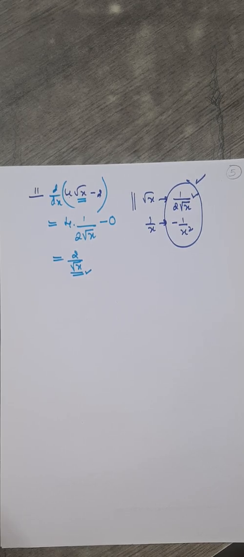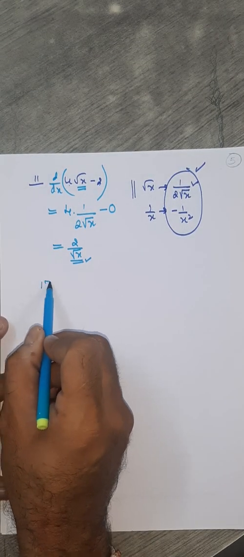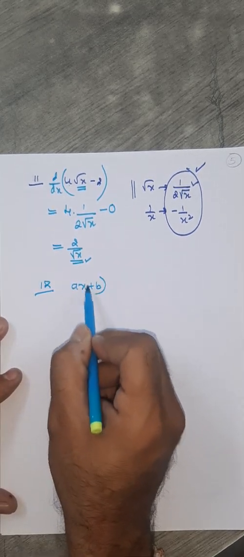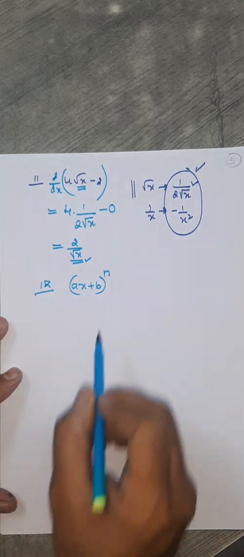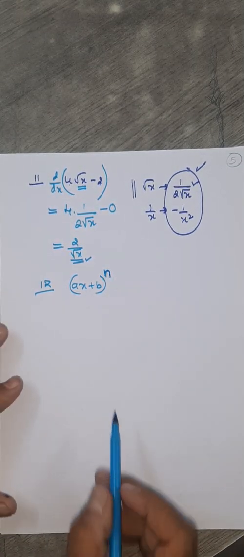Then next, that is 12th question. Oh yes. So this is (ax + b) whole raised to n. Now we don't have any procedure to differentiate this.